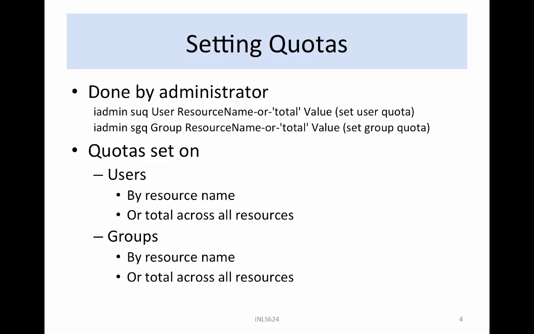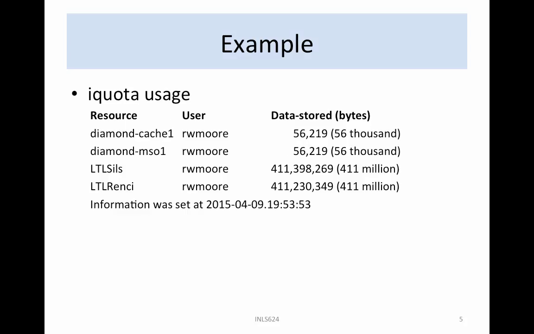iadmin sgq group resource name or total value sets a group quota, again for either a resource or for a total quota. When the quotas are created, they can be set on a specific storage resource or for all storage resources. Users can set quotas by resource name or across all resources. The same is true for groups. You can set group quotas by resource name or total across all resources.